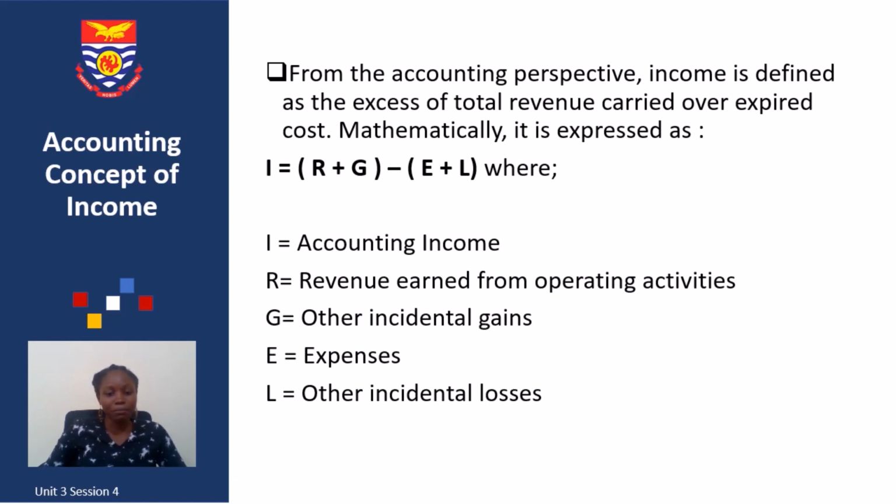And it is mathematically represented in this manner, where I is your accounting income, which is equated to your revenue from operating activities plus any other incidental gains that you make in the course of your business, minus the sum of your expenses, which are your expired costs, plus other incidental losses that you may incur during your business endeavors. So the difference between these two is what we refer to as income.